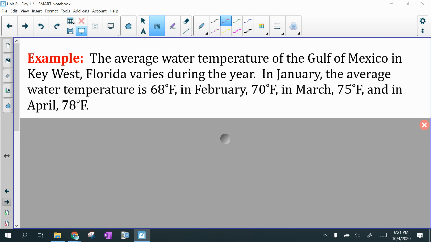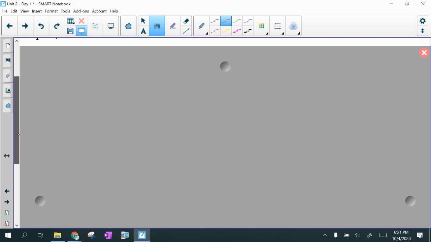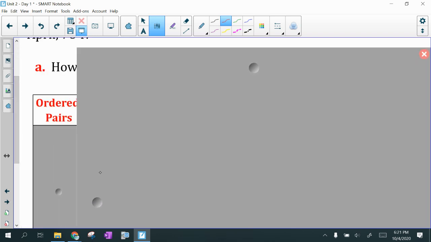So let's take an example. Average water temperature in the Gulf of Mexico off of Key West, Florida, varies in terms of temperatures. In January, the average temperature is 68. In February, it's 70. In March, it's 75. And in April, it's 78 degrees. So let's take a look and see how we can represent that.